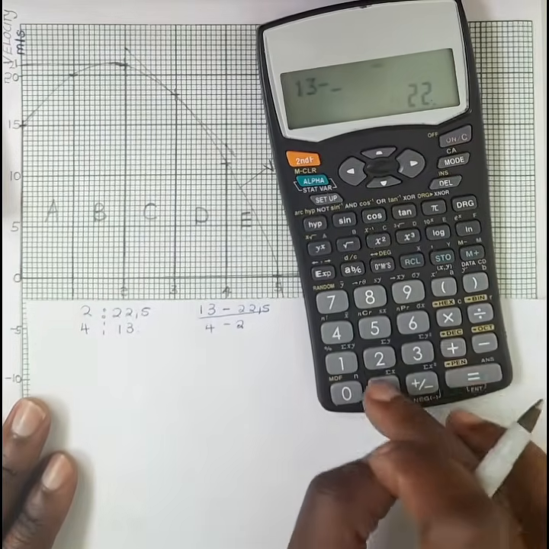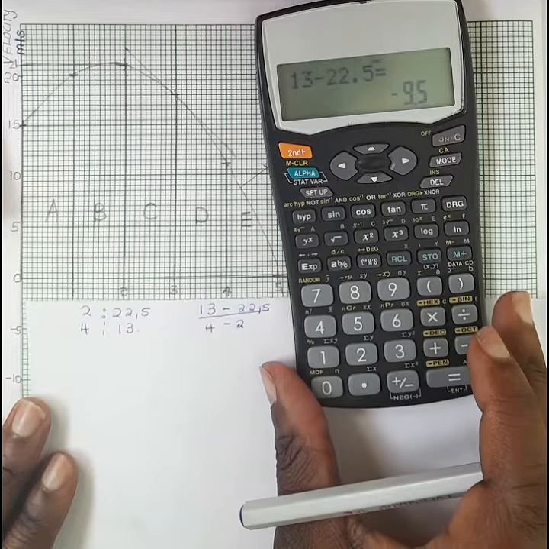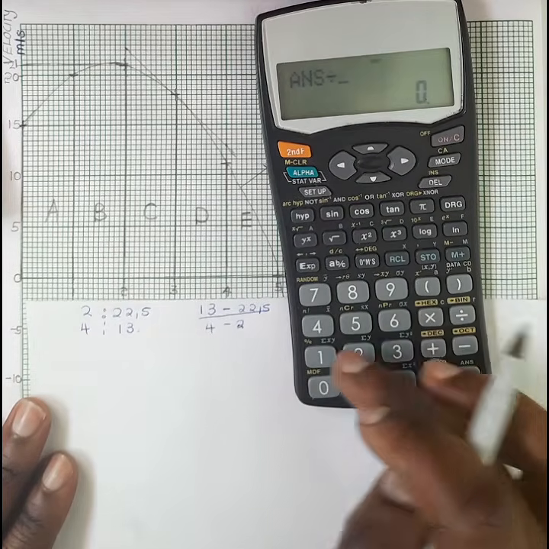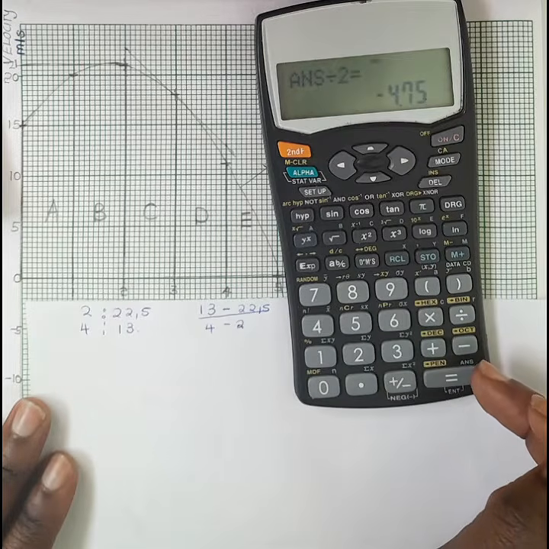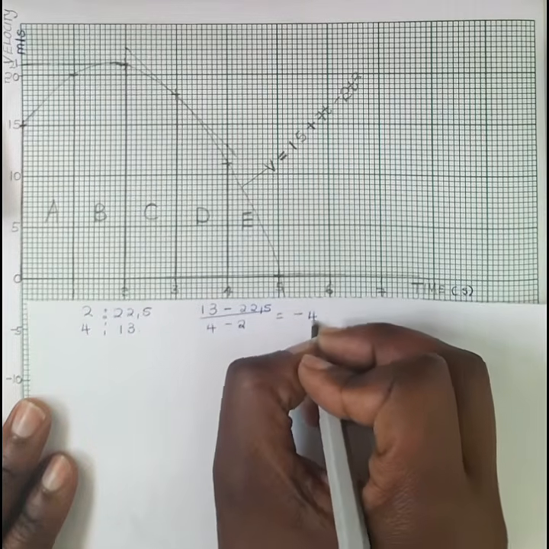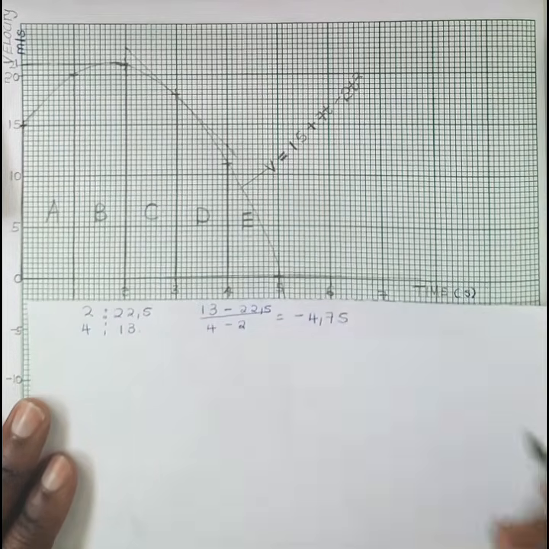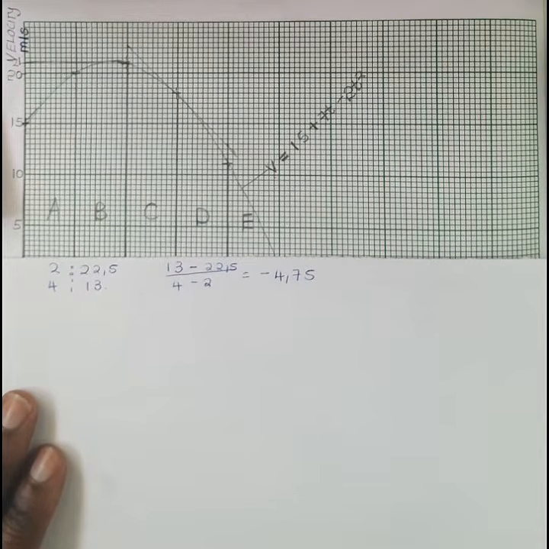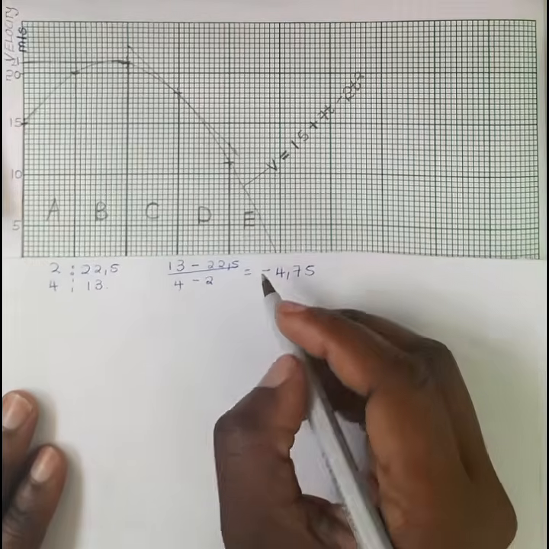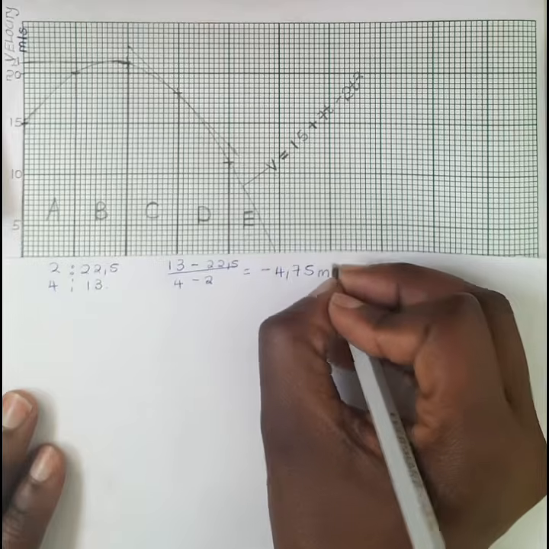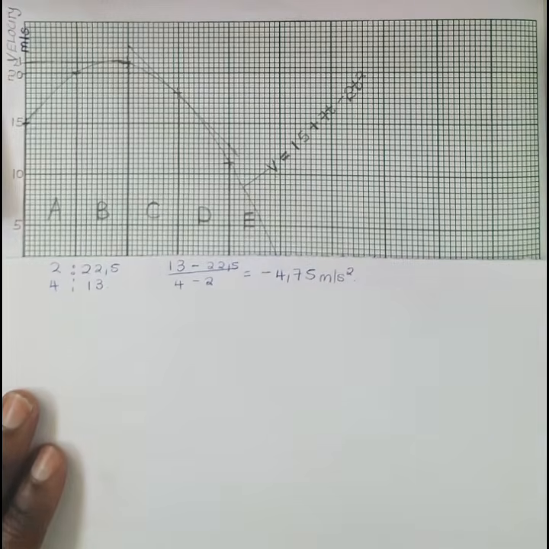So let us punch it on the calculator. 13 minus 22.5, we are going to obtain minus 9.5, divided by 4 minus 2, which is equal to 2. We are going to obtain negative 4.75. So it means that the gradient is minus 4.75. Here we are asked about acceleration. We need to give our acceleration in correct units. So we are going to say our acceleration is minus 4.75 meters per second squared. Make sure, guys, that you don't forget to write the correct units.